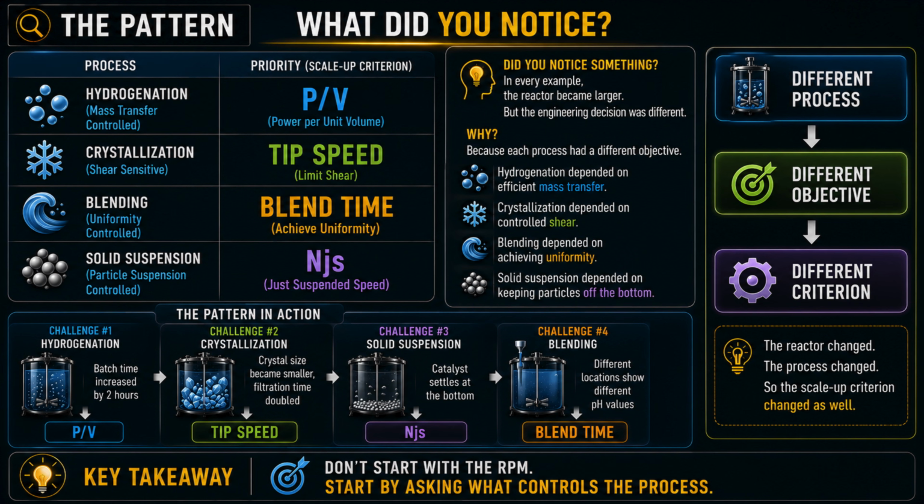Did you notice something? In every example, the reactor became larger. But the engineering decision was different. Why? Because each process had a different objective. Hydrogenation depended on efficient mass transfer. Crystallization depended on controlled shear. Blending depended on achieving uniformity. And solid suspension depended on keeping particles off the bottom. The reactor changed. The process changed. So the scale-up criterion changed as well. That's exactly how experienced process engineers think.